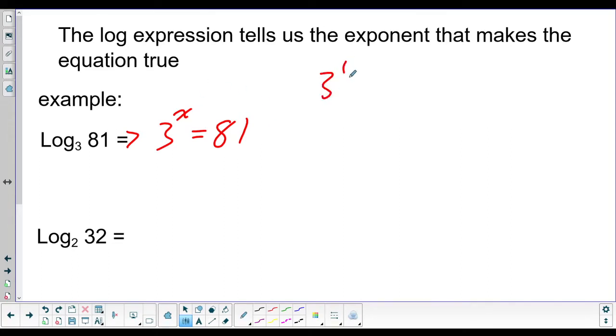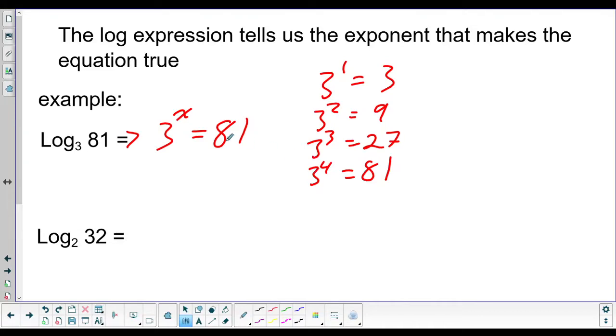So 3 to the first power is 3. 3 squared is 3 times 3, so it's this number times 3 again, which is 9. 3 cubed, 9 times 3 would be 27. And then 3 to the fourth power, 27 times 3 is 81. So the exponent we need here to turn 3 into 81 is 4. So log base 3 of 81 equals 4. Make sense? You're just looking for what exponent turns this number into this number.